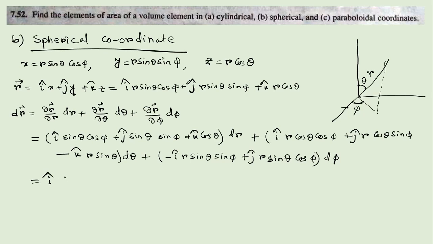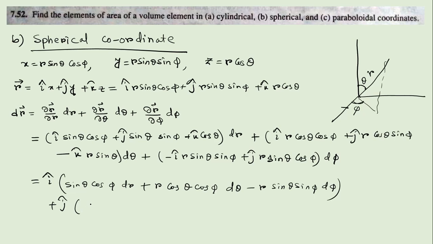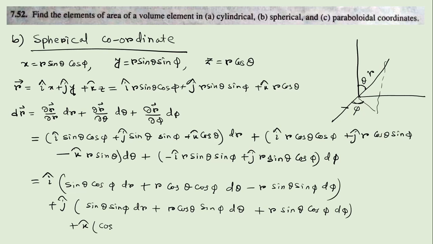Just written with respect to i, j, k, you will get i cap (sin theta cos phi dr plus r cos theta cos phi d theta minus r sin theta sin phi d phi) plus j cap (sin theta sin phi dr plus r cos theta sin phi d theta plus r sin theta cos phi d phi) plus k cap (cos theta dr minus r sin theta d theta).